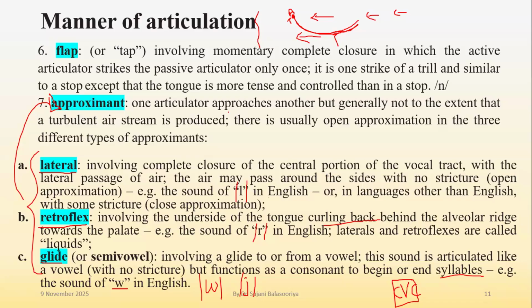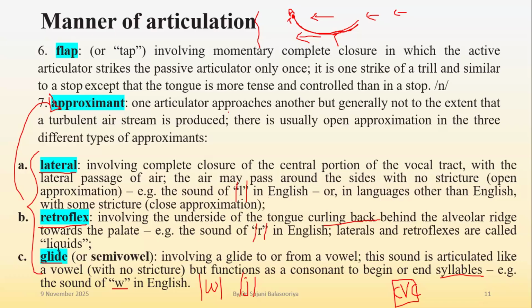And when you talk about the consonants, there are 4 features: according to the voicing, according to the oral-nasal differences, according to place and manner. You can explain or describe the nature of any consonant. You should be able to describe the nature of any consonant. So that's what I was discussing so far.